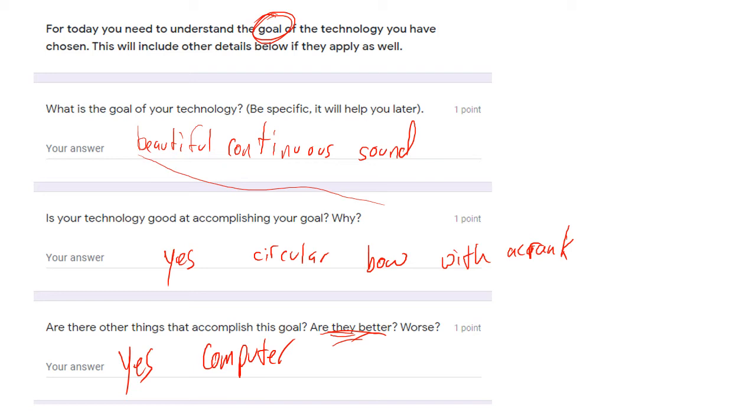Was it worse? Maybe it was equal, just different. This is where you're going to specify that kind of stuff, because the goal is to boost your understanding, and you're going to include this information into your project by the end of the week. All right, so that's what you're doing for there.